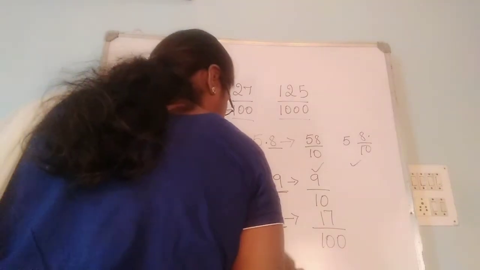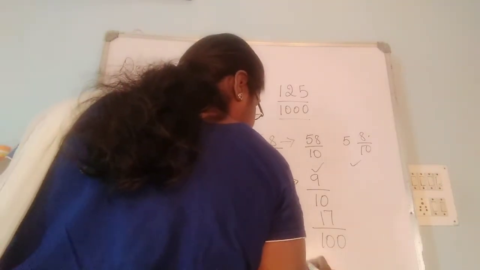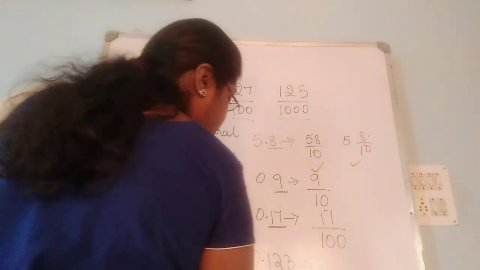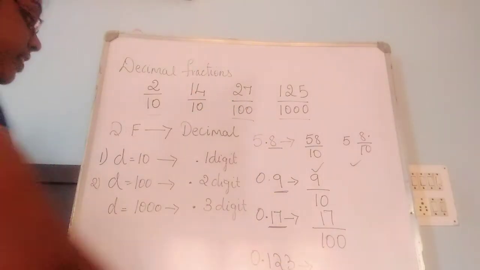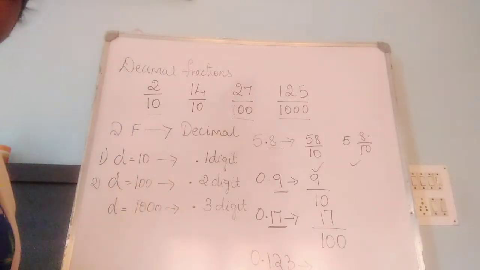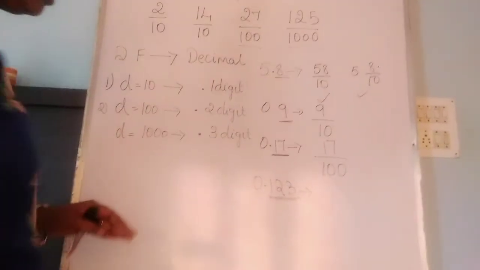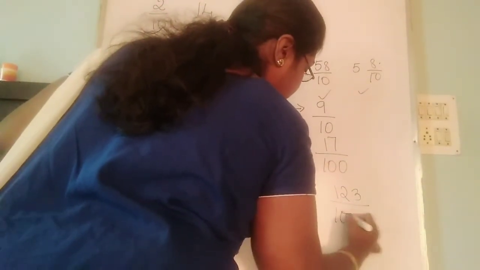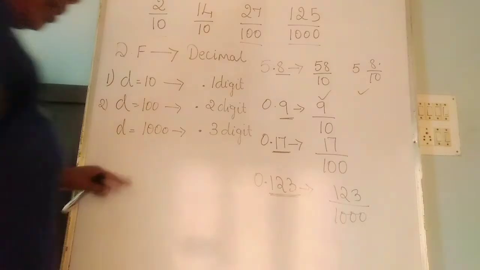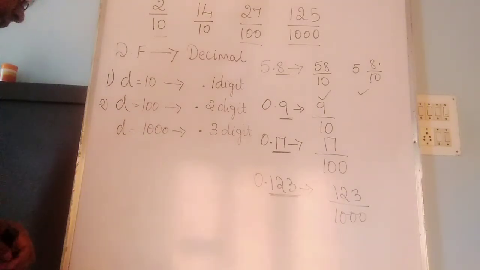Next, 0.123. After the point you have three digits. So if it is three digits, you have to divide the number by 1000. So 123 by 1000. This is how you convert the decimal to a decimal fraction.